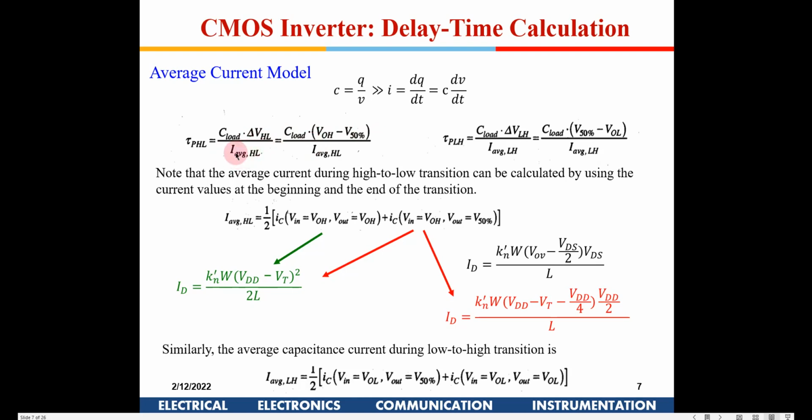When the NMOS is just switched on and the output is starting from high, there will be some I, and when it has reached 50%, there will be one more I. So you take an average of those two currents. Then I can put in these values: this will be VDD, and this will be VDD by 2, so this entire delta V becomes VDD by 2, right? So now we just have to compute the I average. Is this concept clear to all of you?